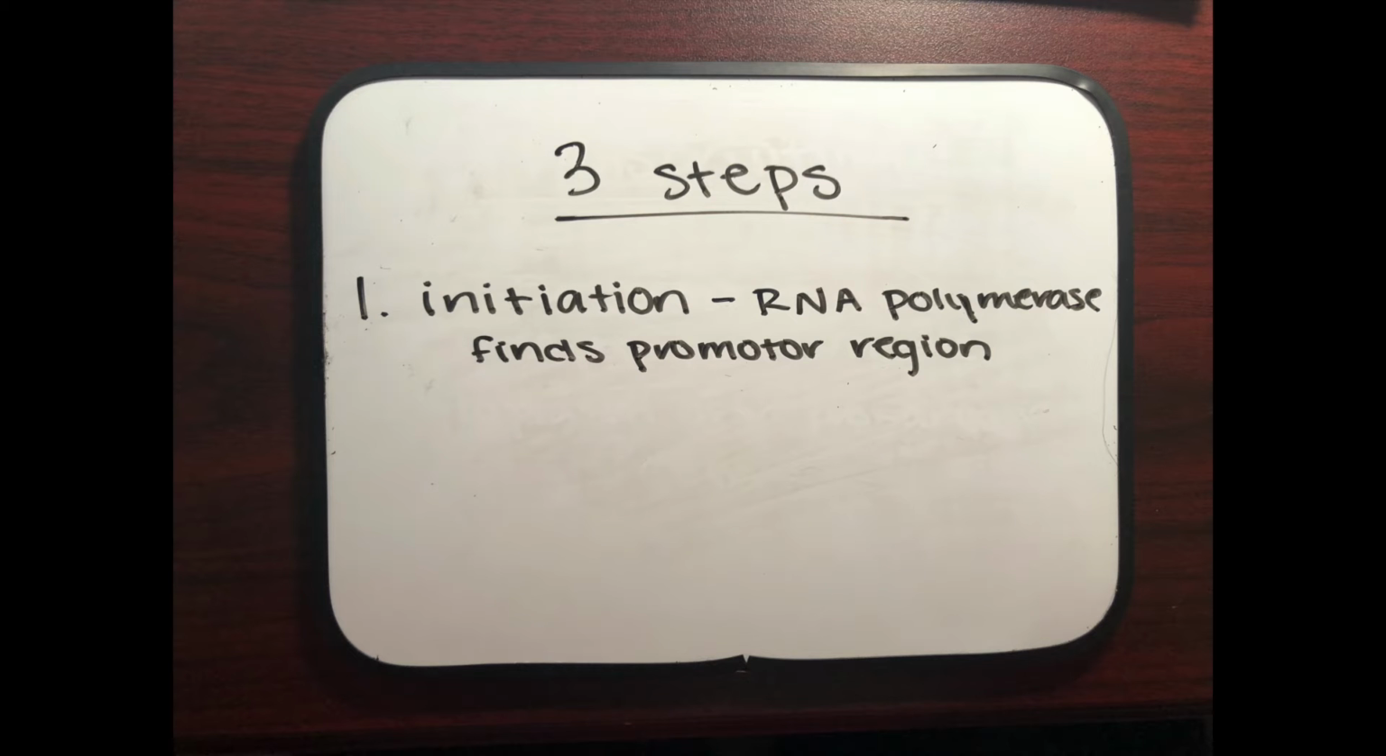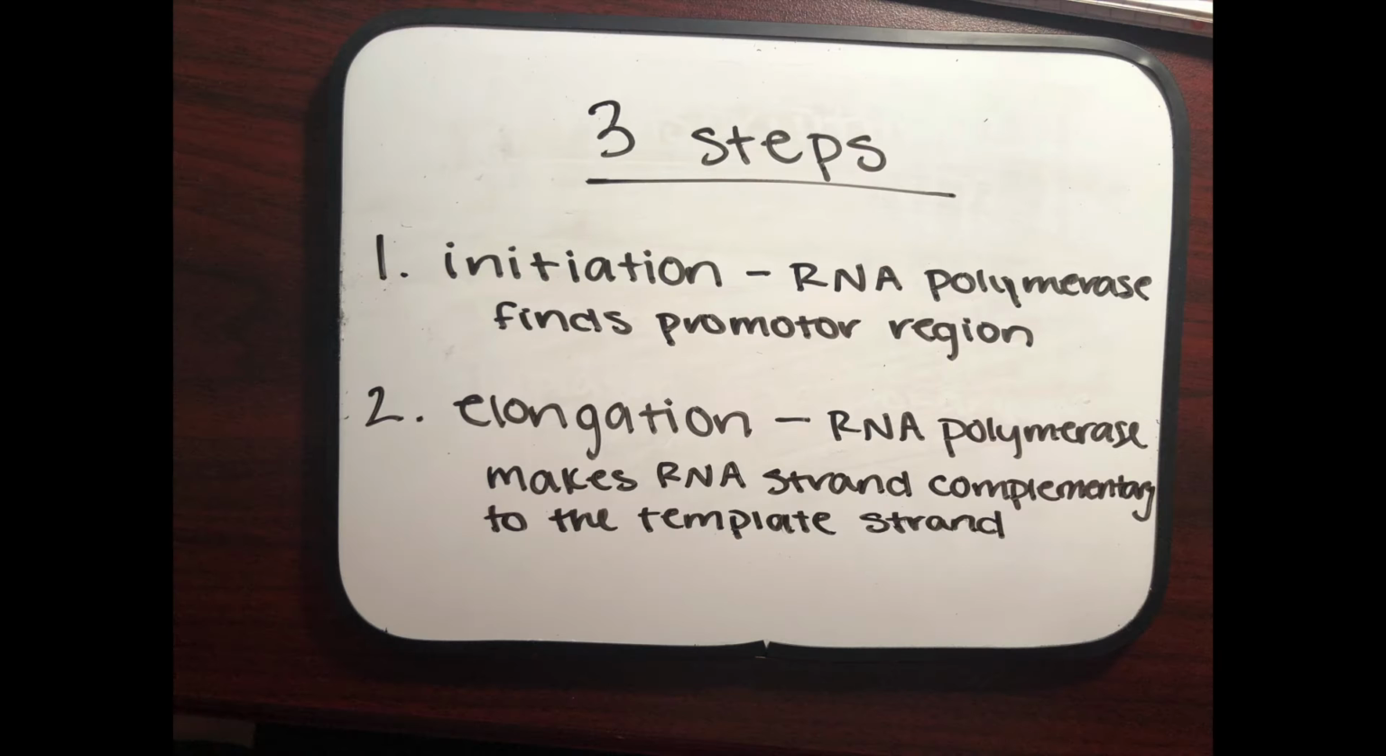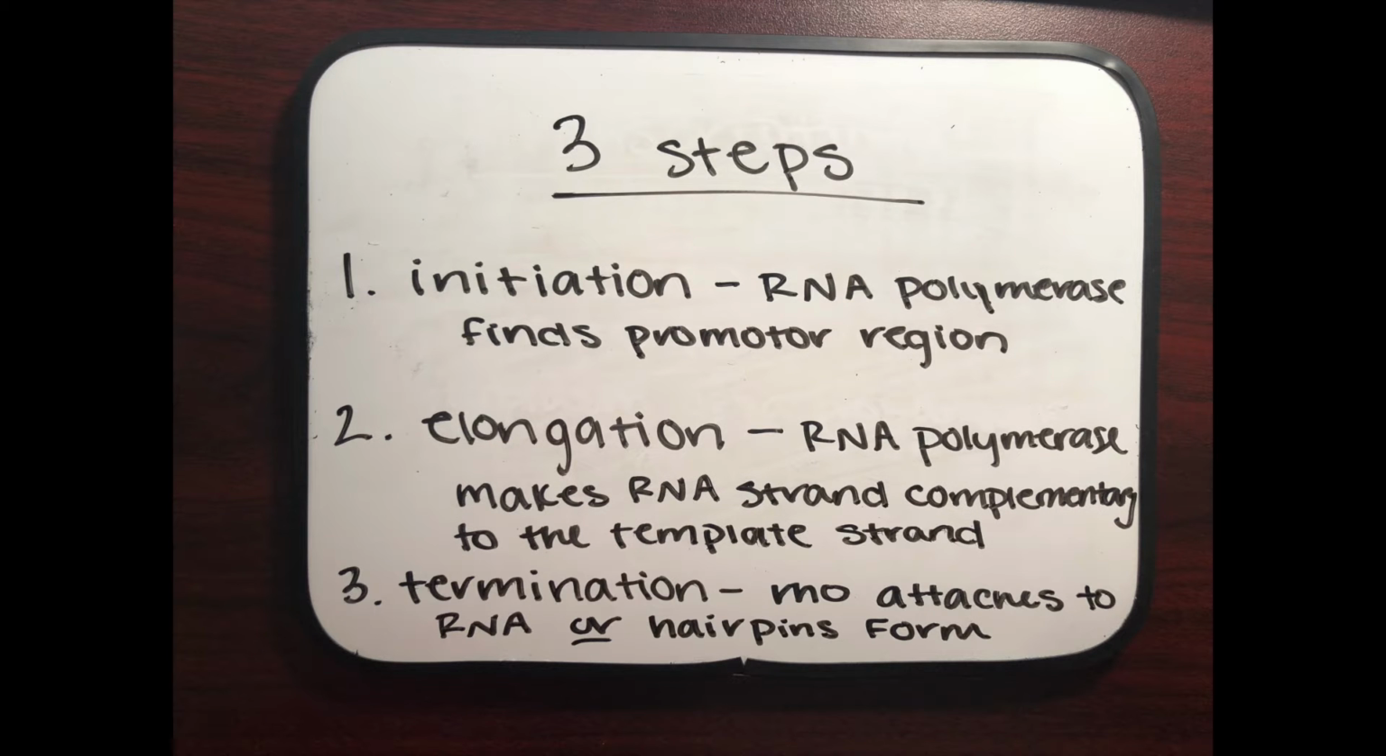The first step of transcription is initiation, where the RNA polymerase finds the promoter region of the DNA. The second step is elongation, where the RNA polymerase makes the RNA strand complementary to the template strand of the DNA. Lastly is termination, where Rho attaches to the RNA or hairpins are formed to stop the RNA synthesis.